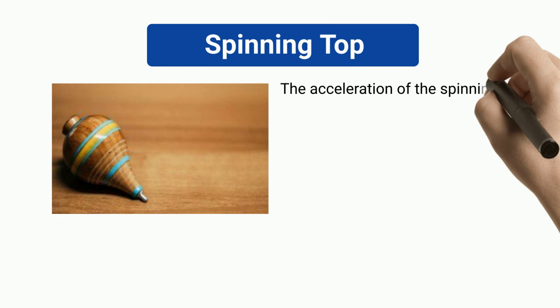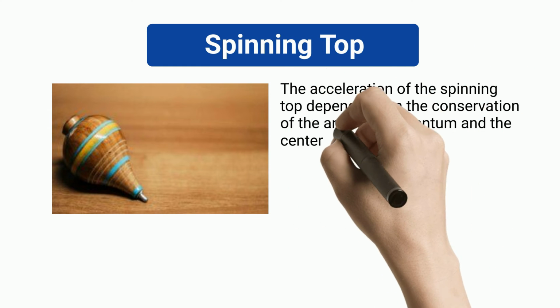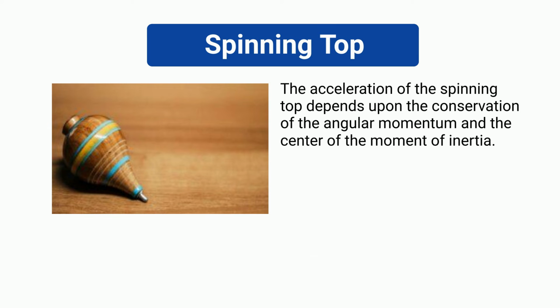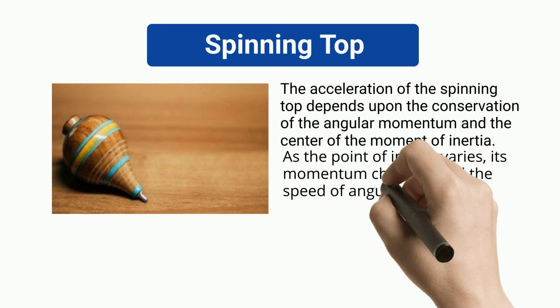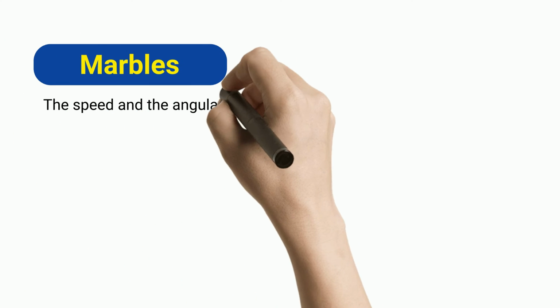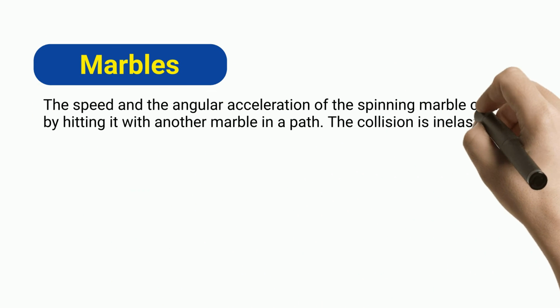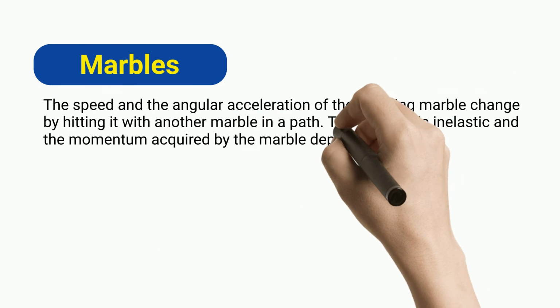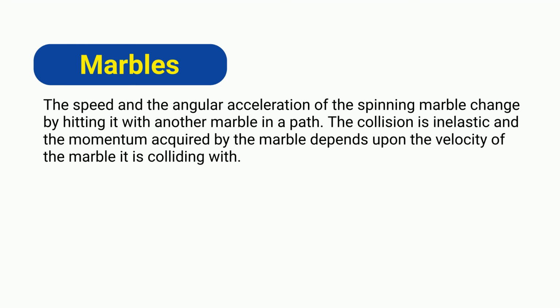Spinning top. The acceleration of the spinning top depends upon the conservation of the angular momentum and the center of the moment of inertia. As the point of inertia varies, its momentum changes, and the speed of angular acceleration decreases. Marbles. The speed and the angular acceleration of the spinning marble change by hitting it with another marble in its path. The collision is inelastic and the momentum acquired by the marble depends upon the velocity of the marble it is colliding with.